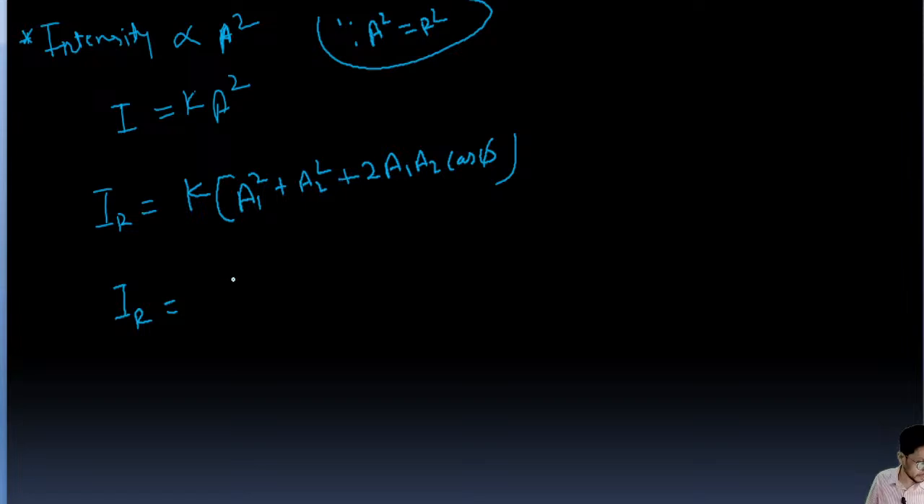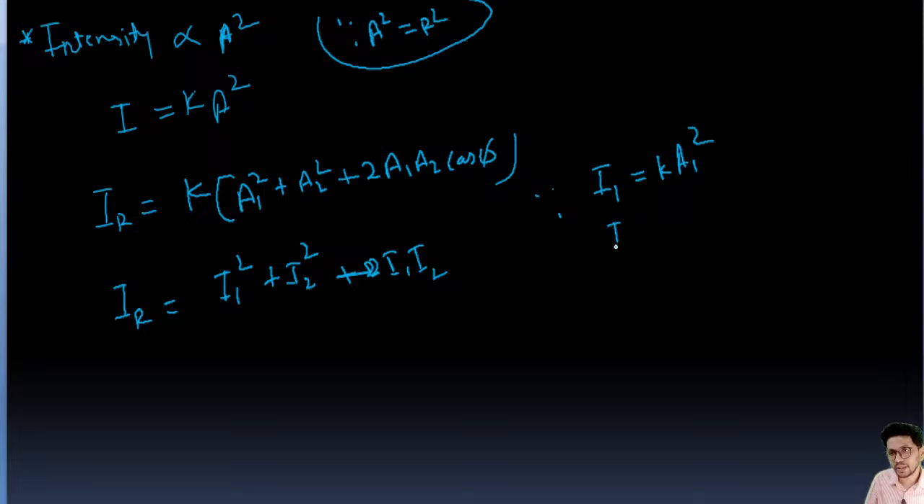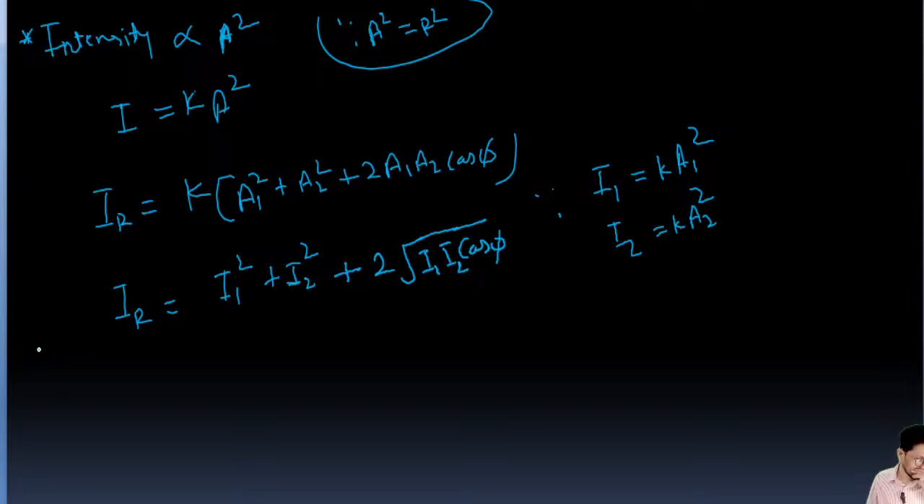So I R is going to be, now a square we know, so this is going to be I1 plus I2 plus 2 root I1 I2 cos phi, because I1 equal to k A1 square, right? And I2 equal to k A2 square, right? So that's why we have put this value. So this is going to be I1 plus I2 plus 2 root I1 I2 cos phi, okay? So this is the one.